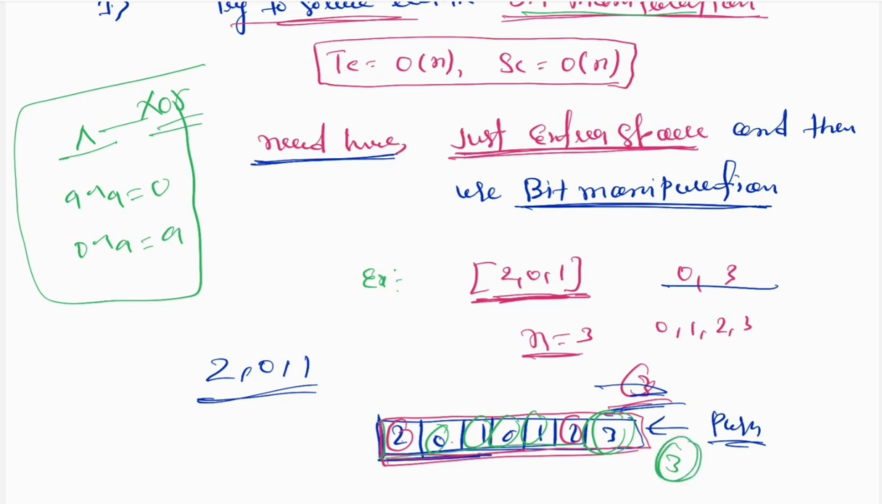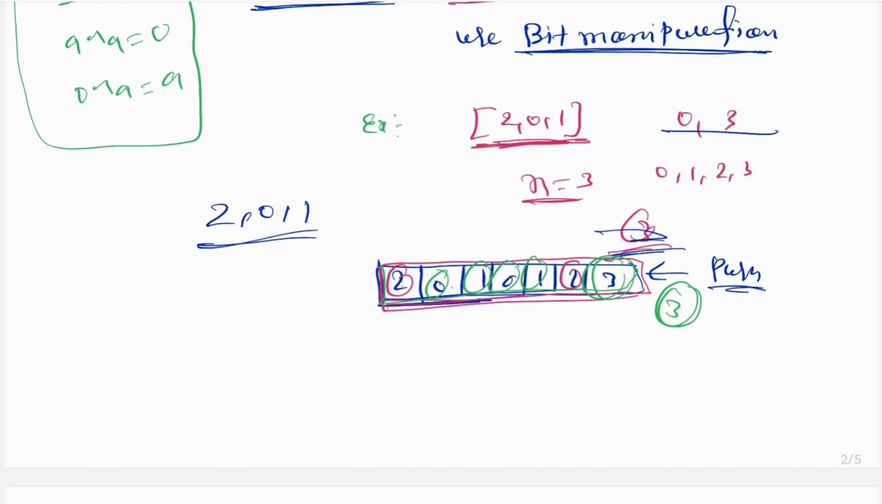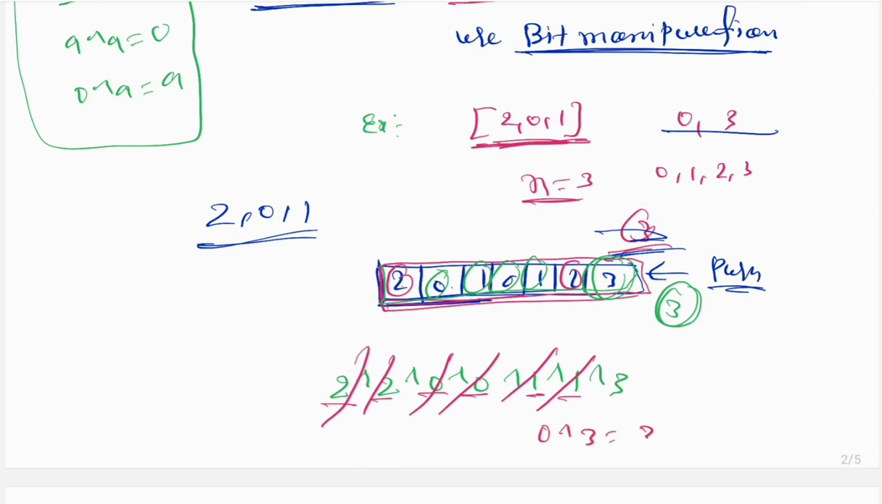Now how can we find it? In my previous video I discussed bit manipulation. Take 2 XOR 2 XOR 0 XOR 0 XOR 1 XOR 1 XOR 3. You can observe that 2 appears twice, 0 appears twice, 1 appears twice, so they cancel out. Now it will be 0 XOR 3, so the answer will be 3. Now we have come up with the bit manipulation approach and we are able to find our answer.